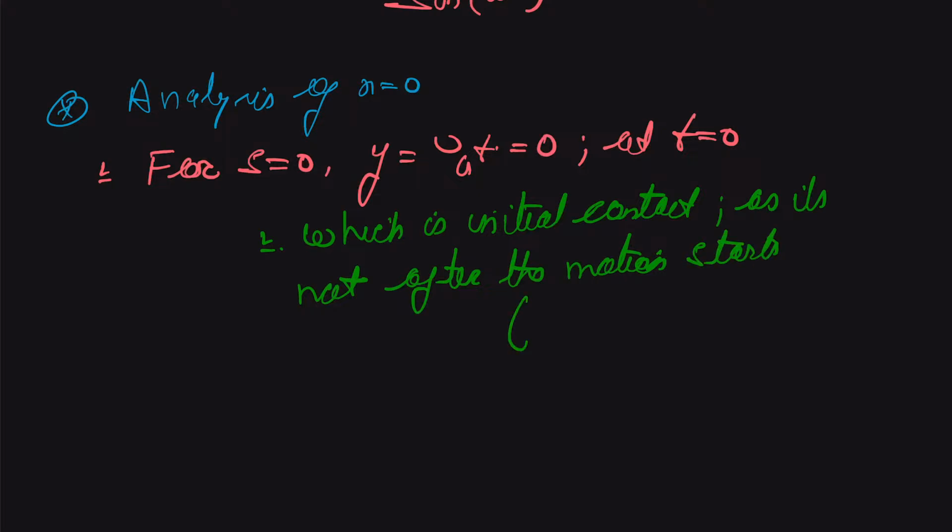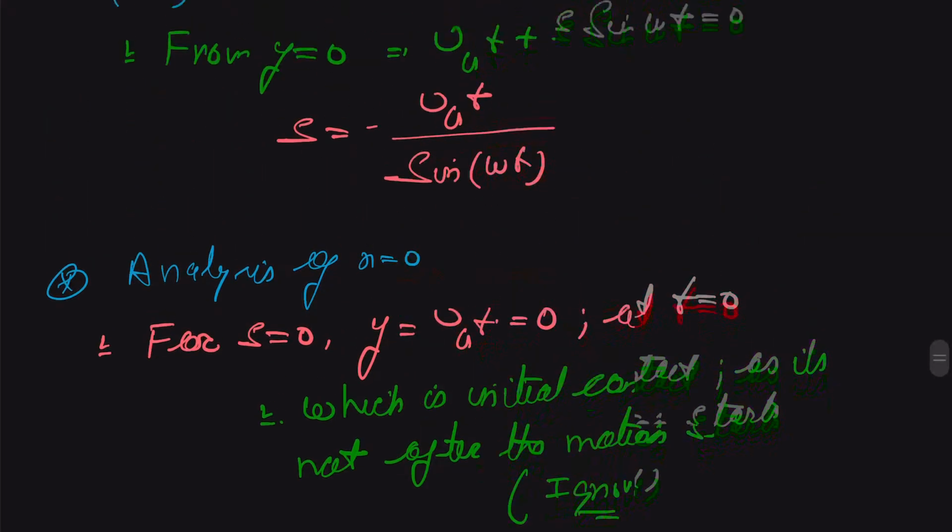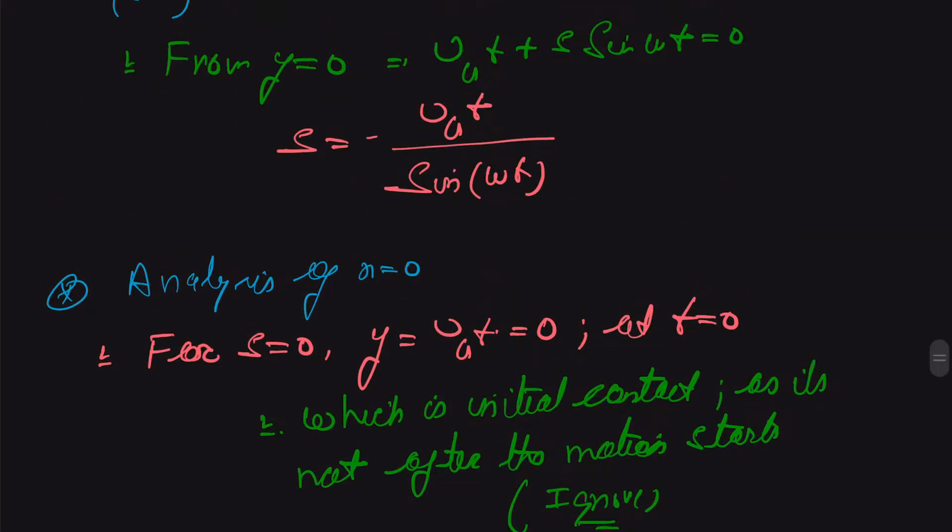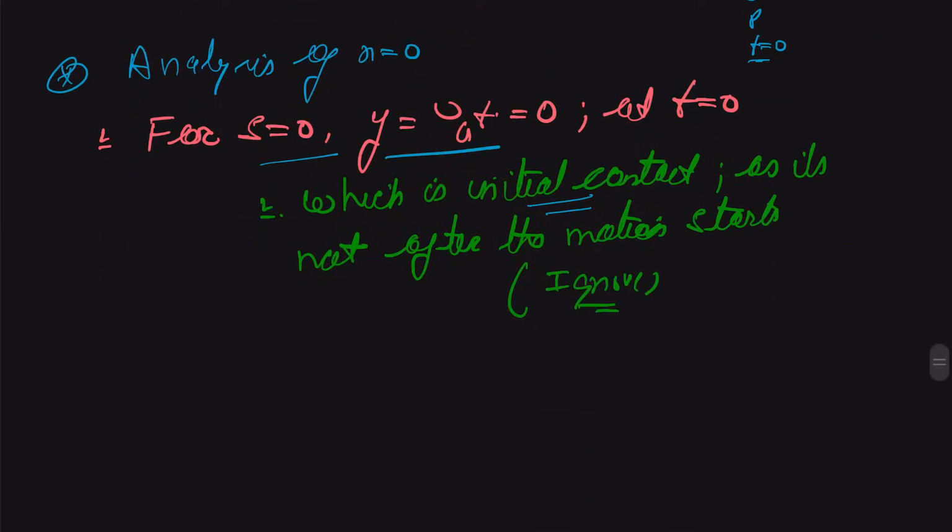Therefore, we can just ignore this part, because at the start we are given in the question that the stick is just touching our pole. Okay, the stick is in contact with the pole. This is given in the question, and at the start means at t equal to 0. So from here we can come to the conclusion that at t equal to 0, the stick is in contact with the pole. Okay, so this is nothing but our initial contact, but we are supposed to find out after the rotation.